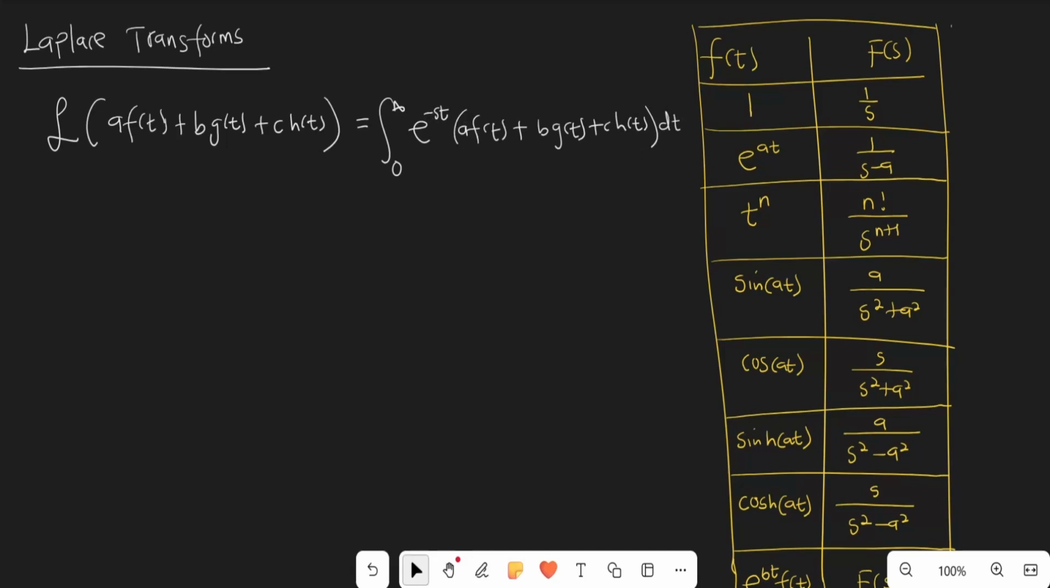All right, cool. So that means that you can split this one into three different integrals. We have the integral from 0 to infinity of e to the negative st multiplied by a times f of t dt, plus the integral from 0 to infinity of e to the negative st multiplied by b times g of t dt, plus the integral from 0 to infinity of e to the negative st multiplied by c times h of t dt.